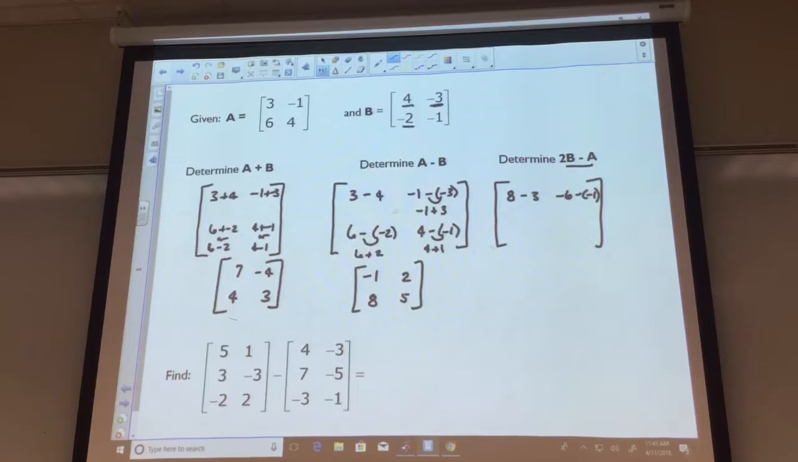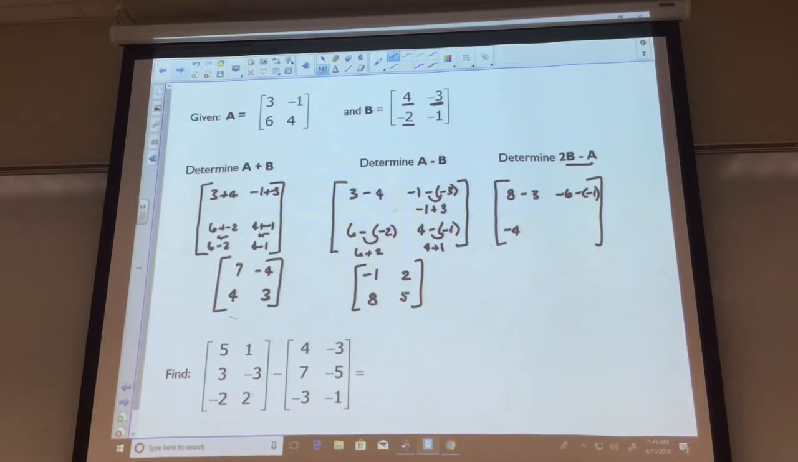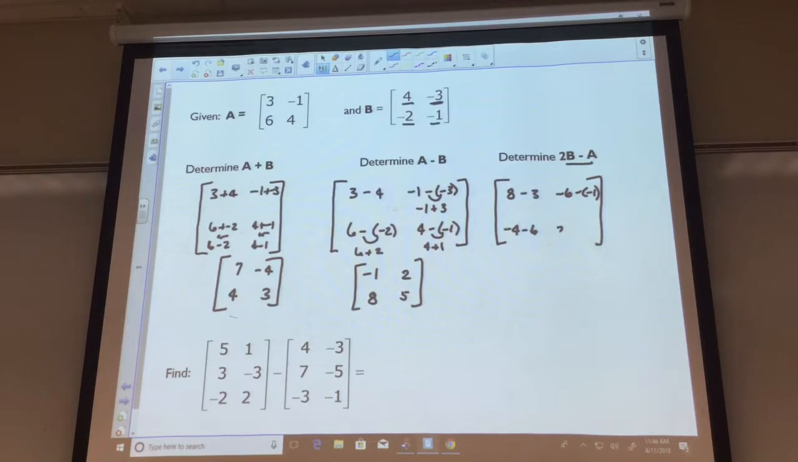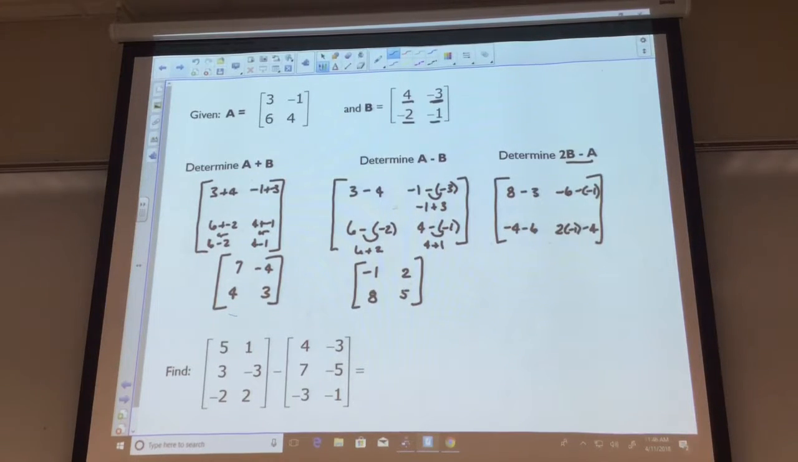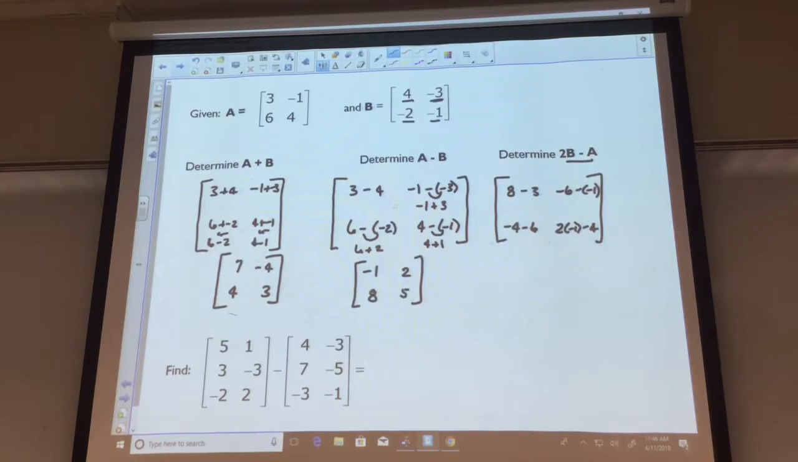2 times -2 would give us a -4, and we're subtracting a 6 from that. And then 2 times a -1, and we're subtracting a value of 4 from that. We may be able to do that work in our head. If it takes you an extra middle step or in-between step to be able to handle that, then that's fine. But this is your support for the exercise.